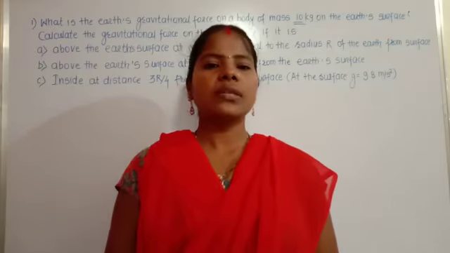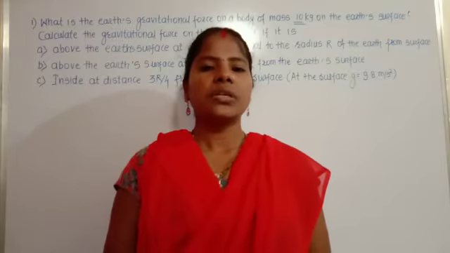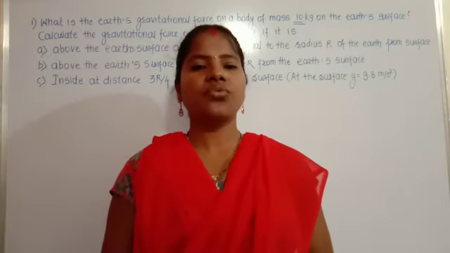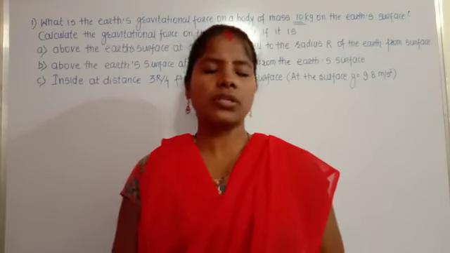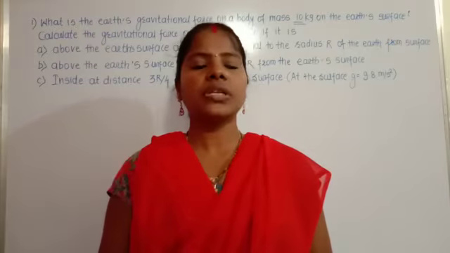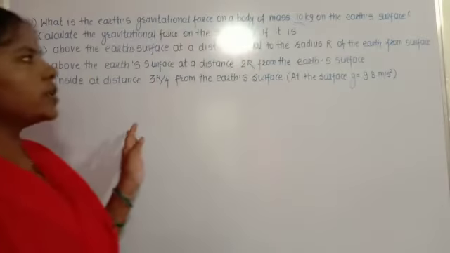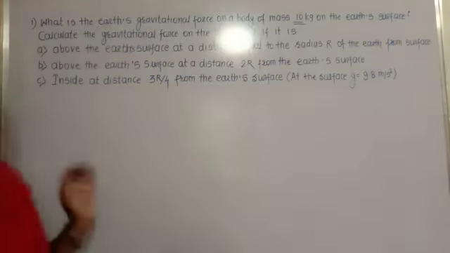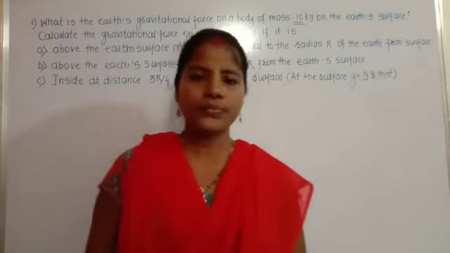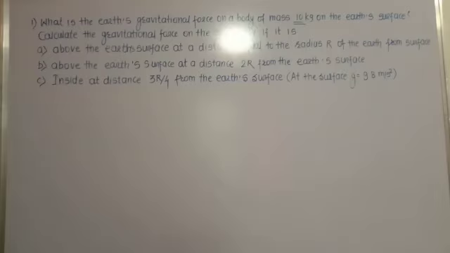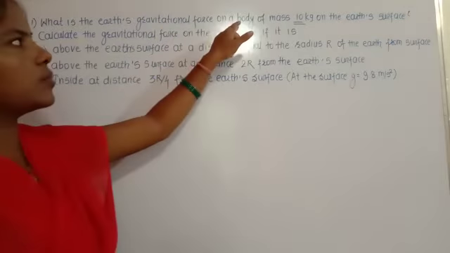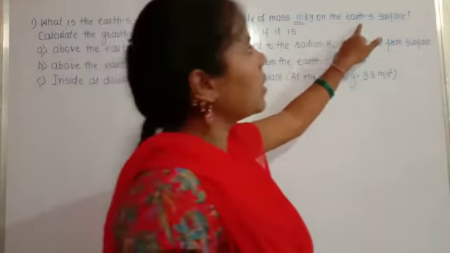So in this class, depending on the expressions for the gravitational potential and the gravitational field intensity at a point P due to the solid spherical shell, this is the one type of numerical we have to solve here, and this is the most important numerical according to exam view. What is the earth gravitational force on a body of mass 10 kg on the earth surface?